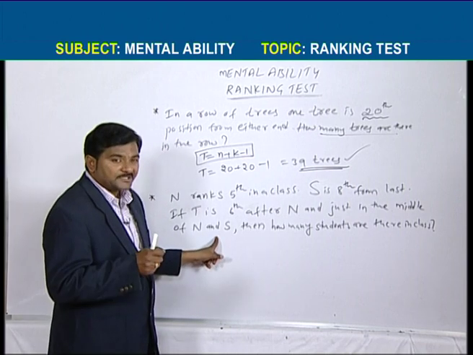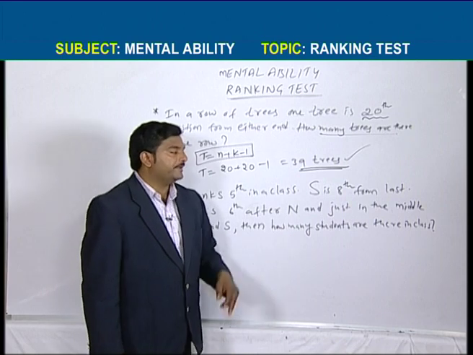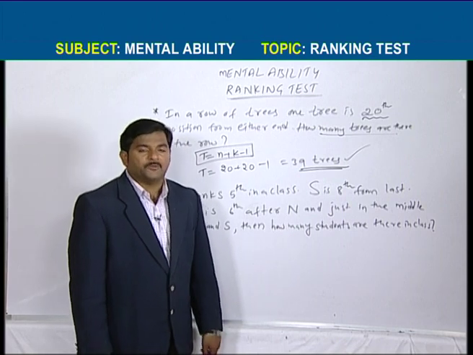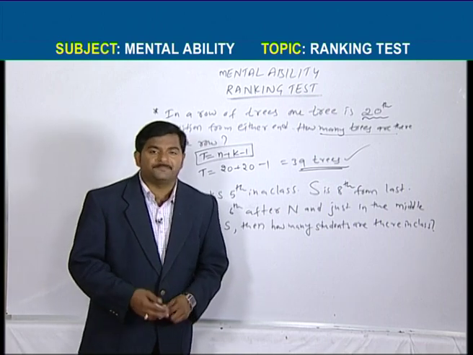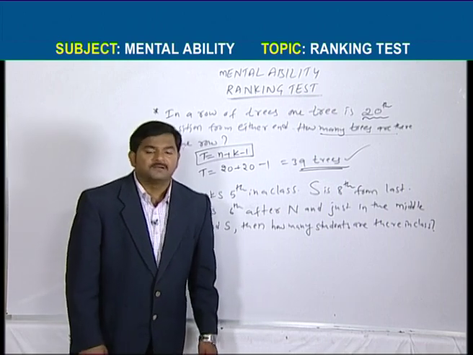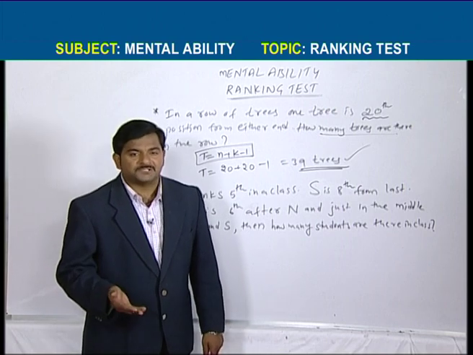What does it mean? T is exactly in between n and s. Then how many students are there in the row? See, how many students are there means total we have to find, but we should not use the formula T is equal to n plus k minus 1. Why should we not use it? Because I don't know anyone's position from either end.